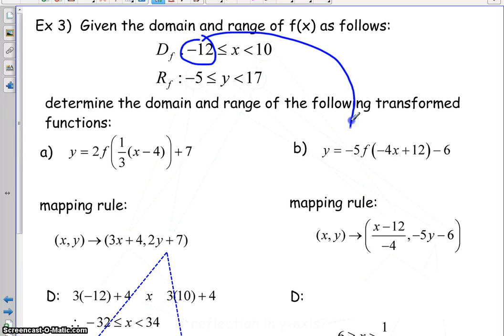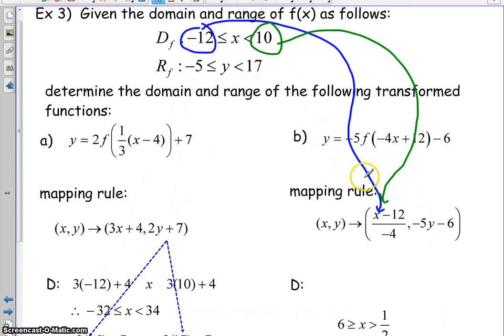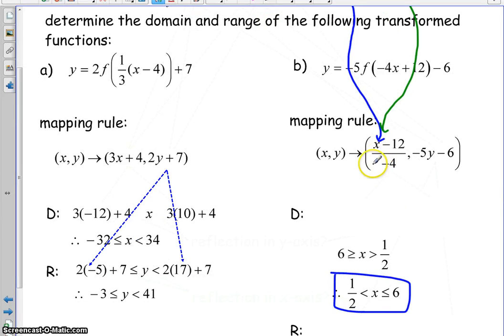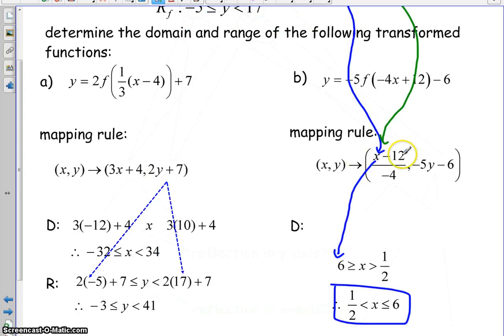So just to repeat what I did before, put negative 12 in here for x. Once that's finished, you put in 10 in here for x. Again, you do this twice. So when you put in x equals negative 12, negative 12 minus 12 is negative 24. Negative 24 divided by negative 4 is positive 6. And when you put in x equals 10, 10 minus 12 is negative 2, divided by negative 4 gives you positive a half.